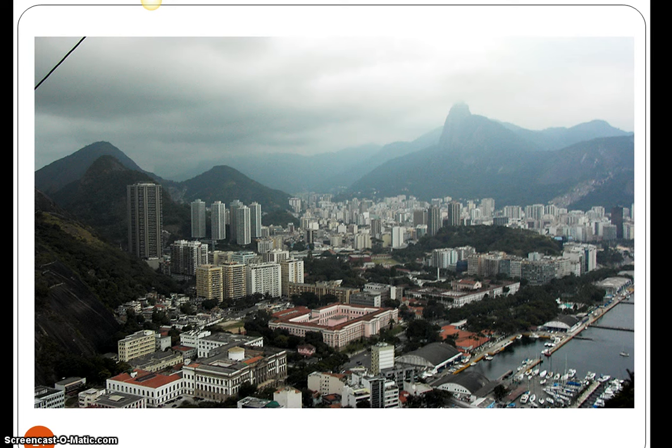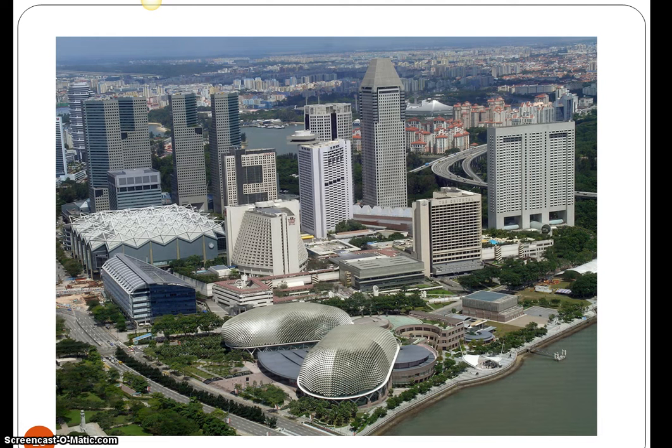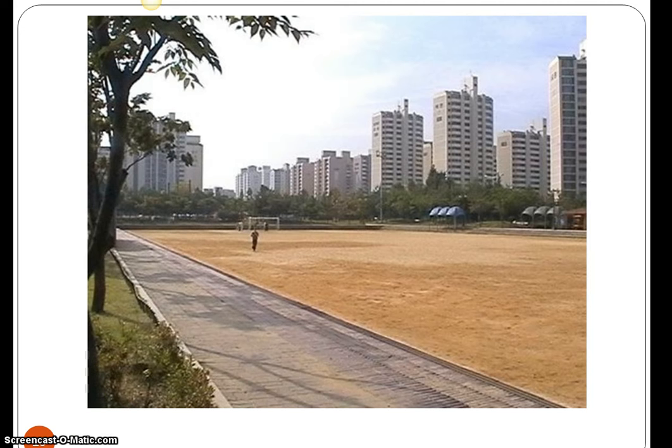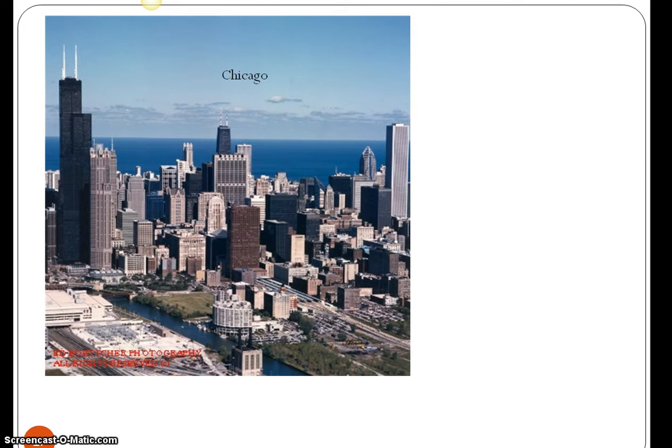And these are the landscapes of quaternary industries, of high-rise buildings. This happens to be in Brazil, or Rio, yeah, in Rio. Singapore, Seoul, Korea, and Chicago.